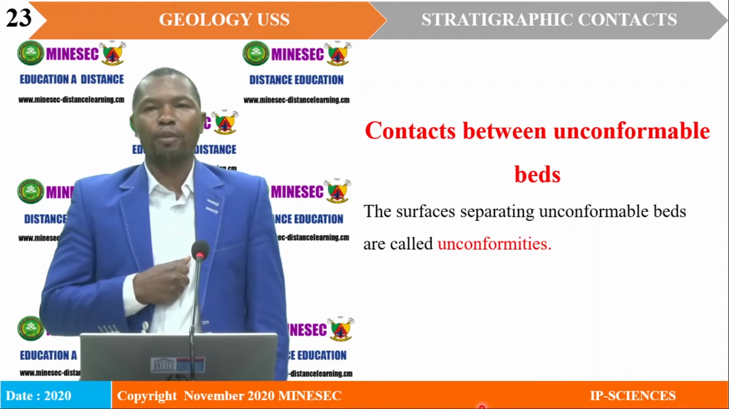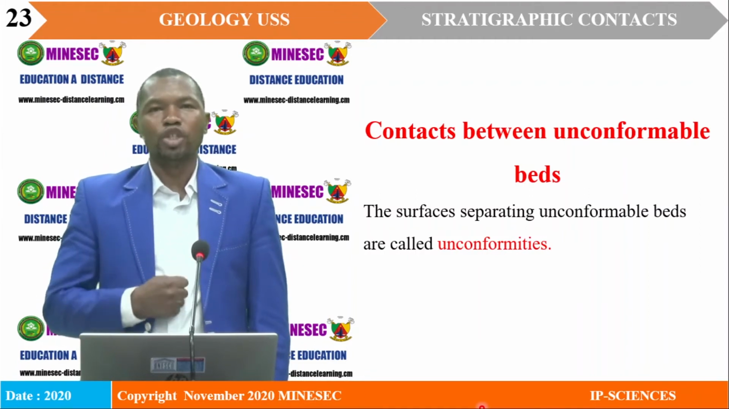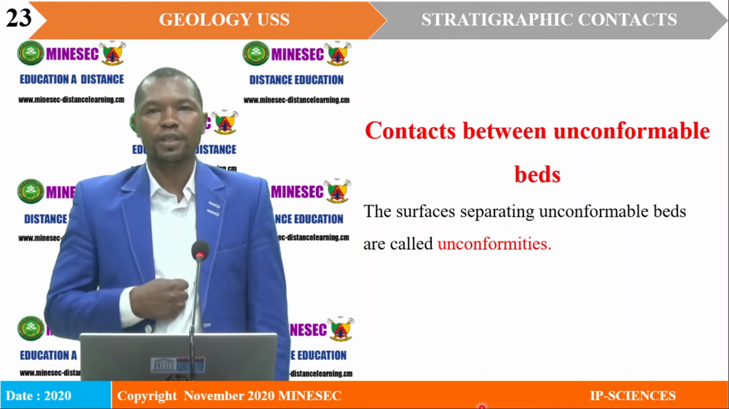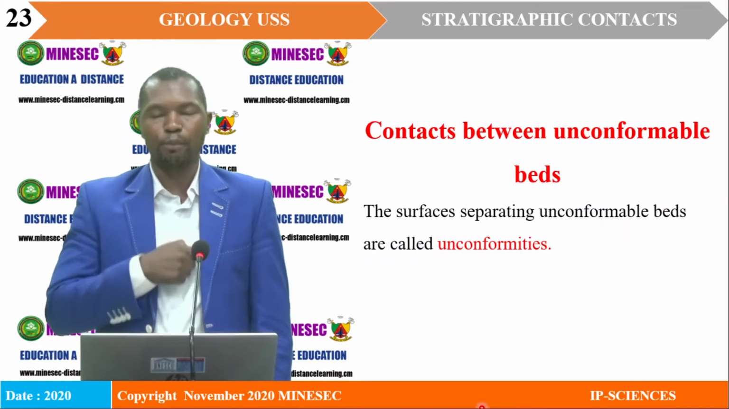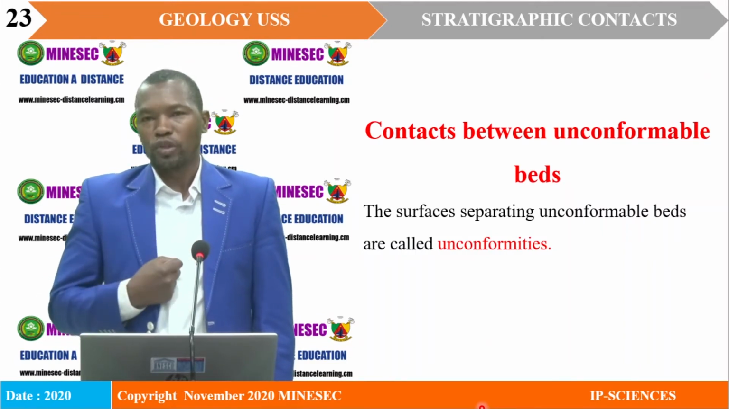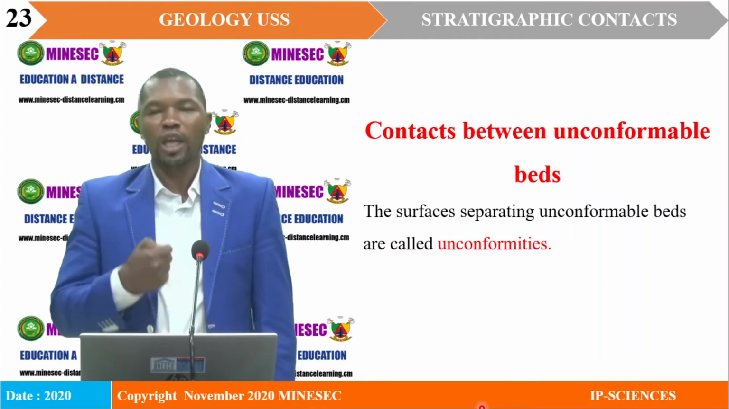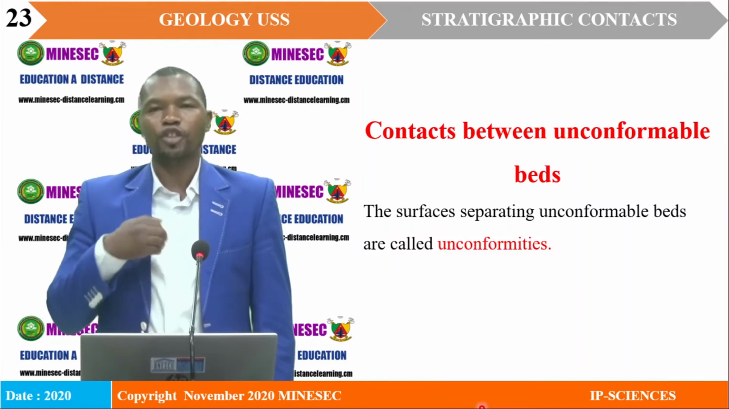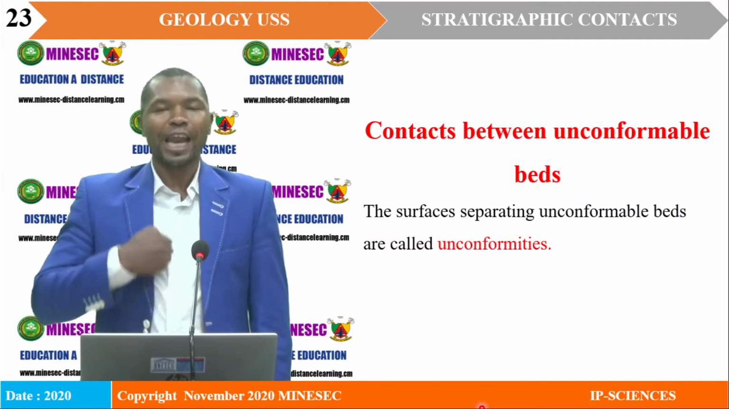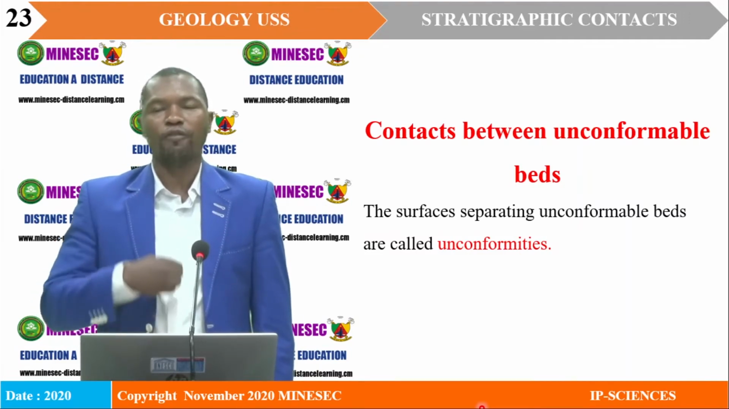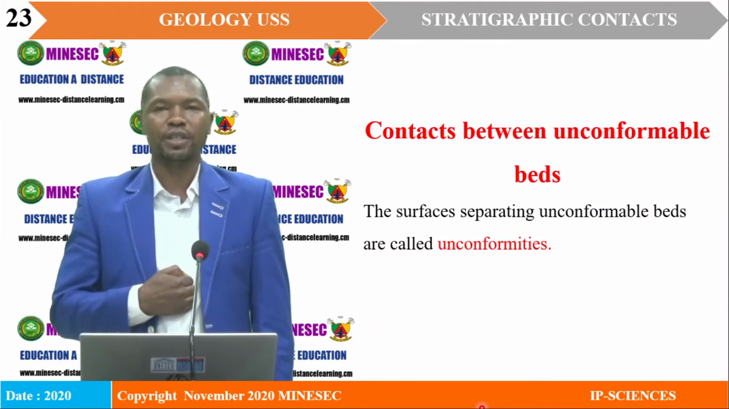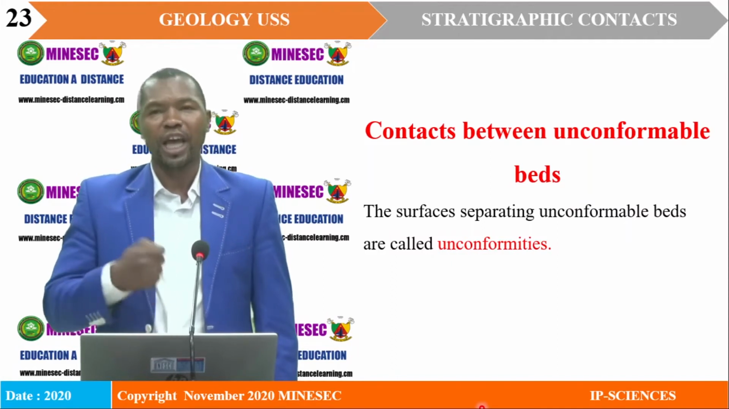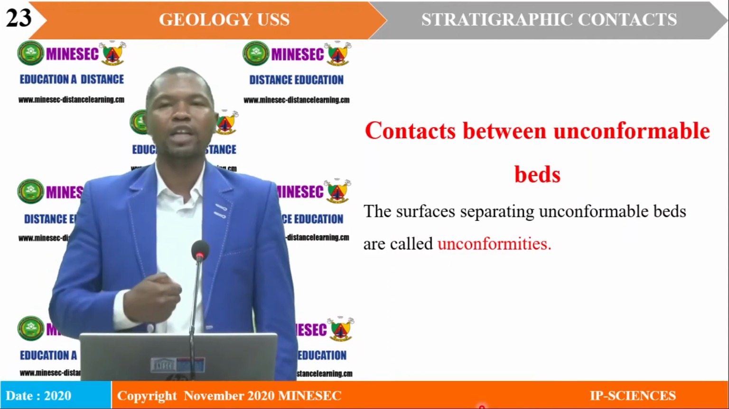Contacts between unconformable beds. The contacts between unconformable beds involve the surfaces separating unconformable beds, and they give rise to unconformities. Very important. This is the backbone of our topic of discussion, which is referred to as stratigraphic contacts. If we do not have unconformities, then our study of strata will remain at sedimentary petrology. But it extends to stratigraphic contacts because of the presence of unconformities. And these unconformities bring irregularities. They bring distortion, given that geologic events are ongoing. They will continue to be there inasmuch as they are naturally related.